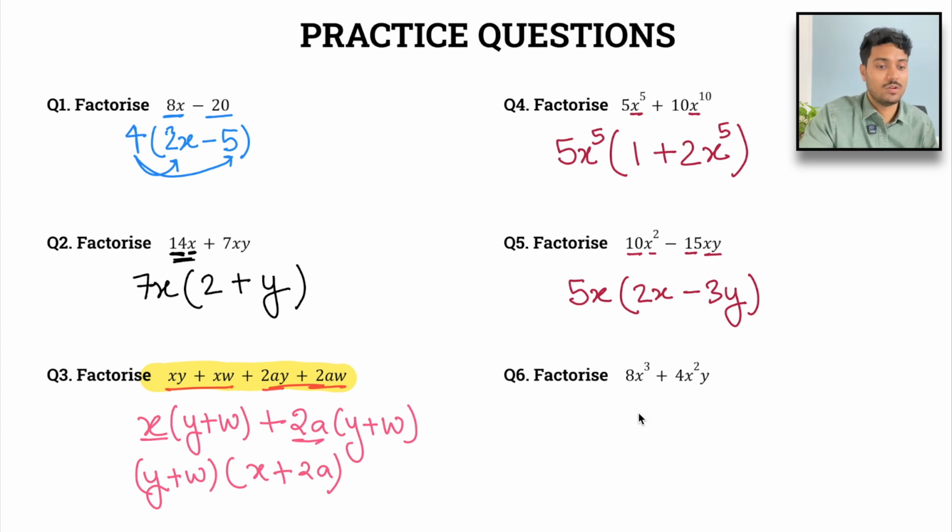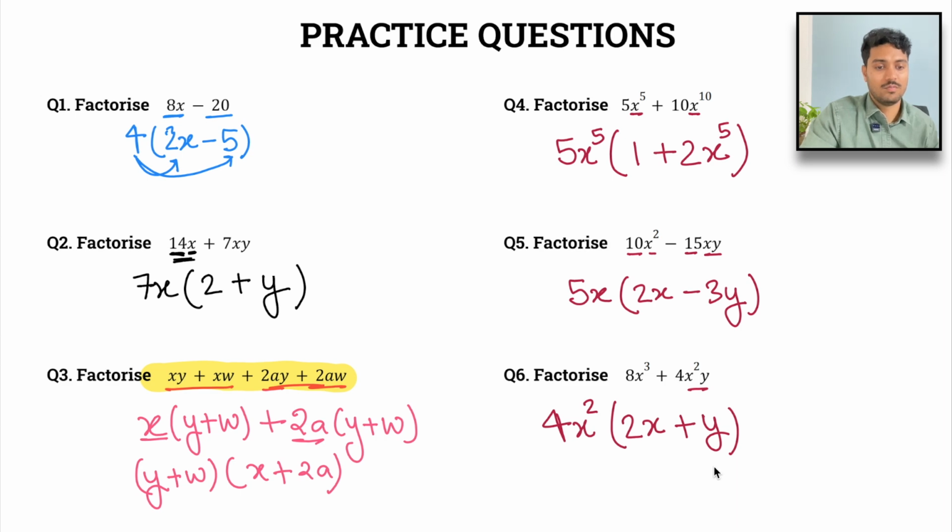Let's check question number 6 now. 8x cube plus 4x square y. So 8 and 4, 4 is common, x cube and x square, so the highest degree x square is common. So now we can write 4 into 2, 8, x square into x, x cube, plus 4 into 1, 4, so 1 we don't need to write, x square into y will give us x square y. So this is the factor. So this is how we solve problems based on factorization. We take common factors, but we consider both the elements, number and the variable, separately.